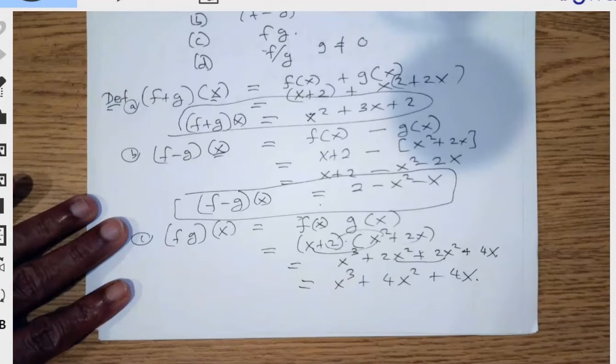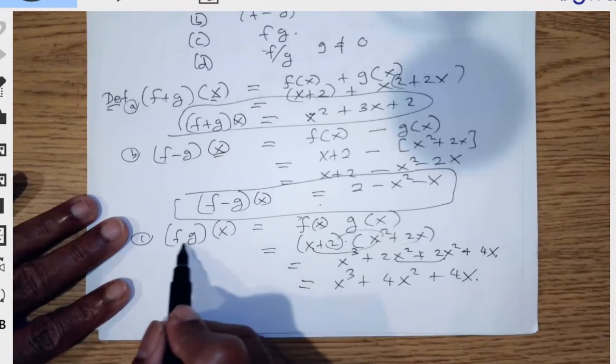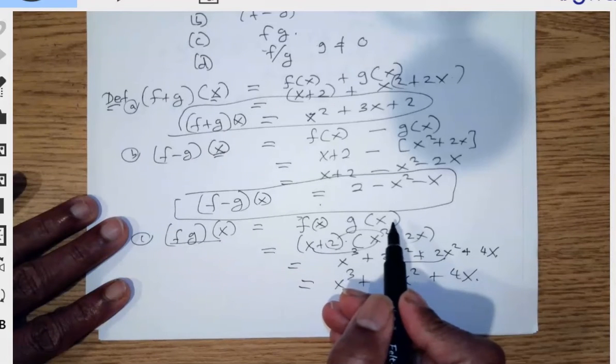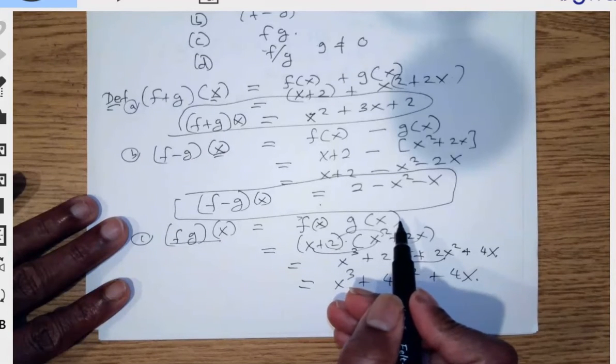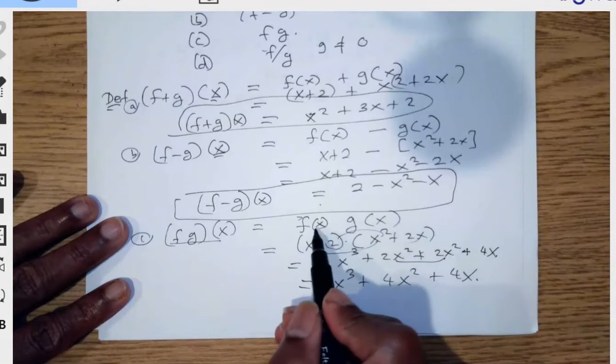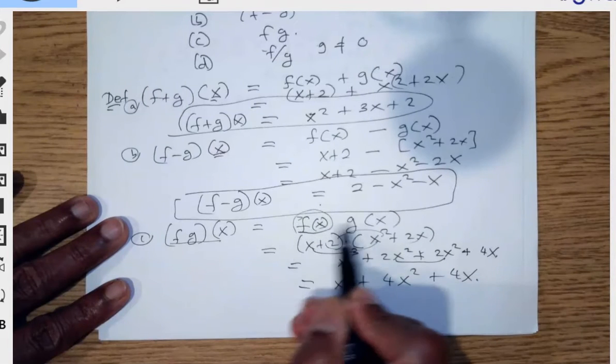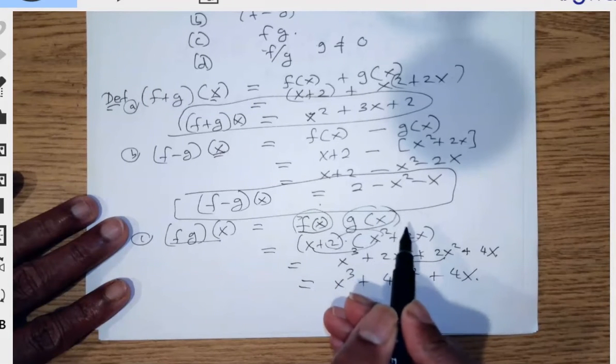So this is my second part of the video on 2.6 where we do operations of functions. I'm sorry for the abrupt ending there in the first part, but we were actually trying to find the product fg of x of two functions f and g. And that's very easy. It's the output of f times the output of g.